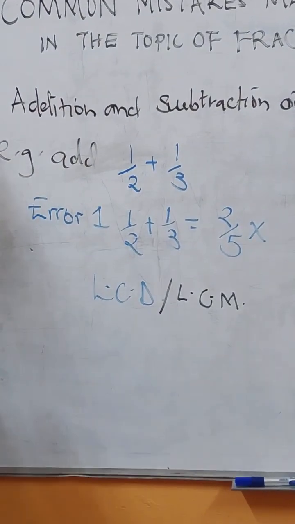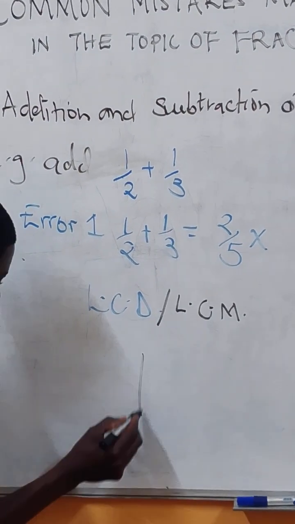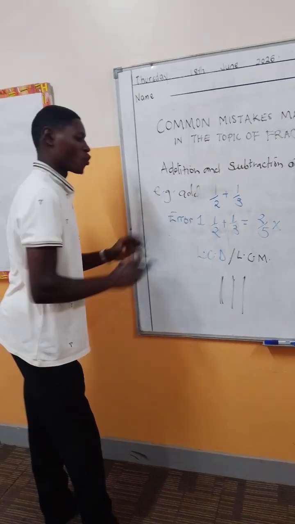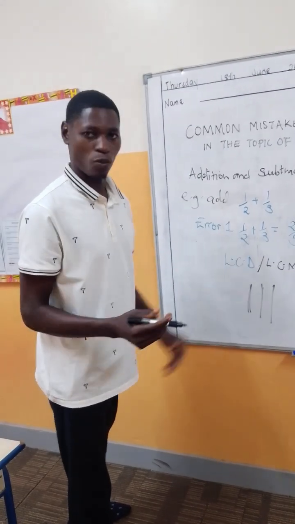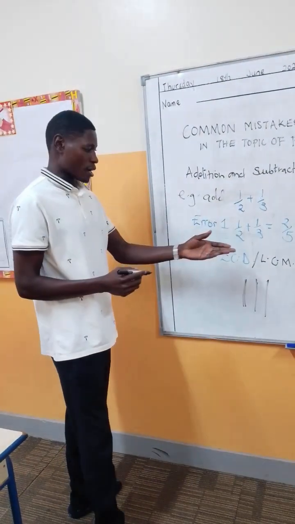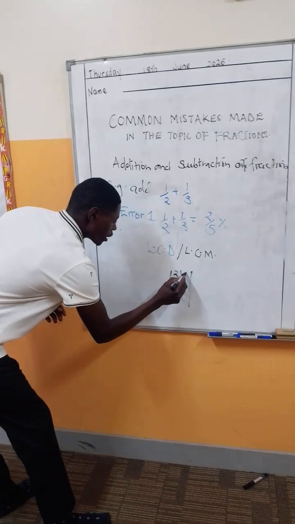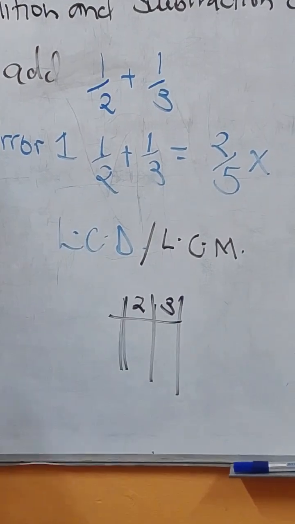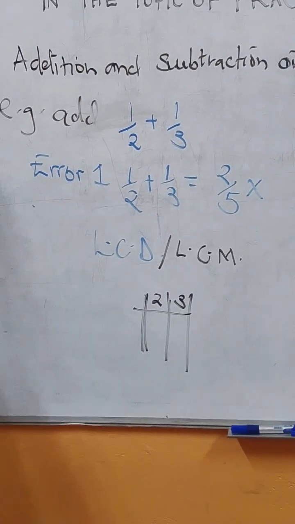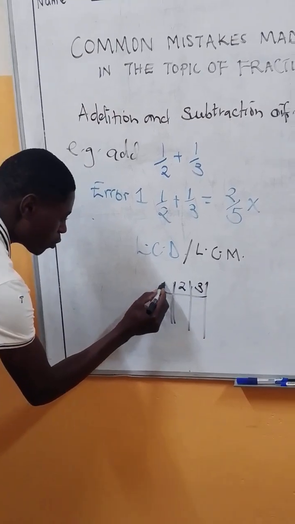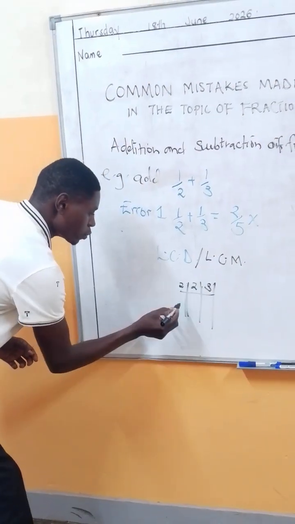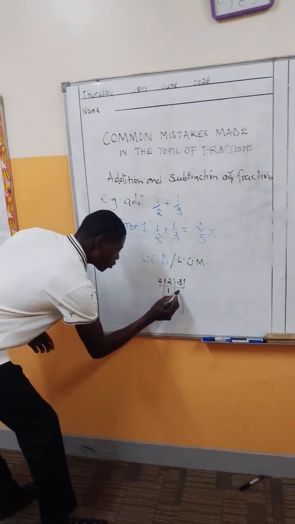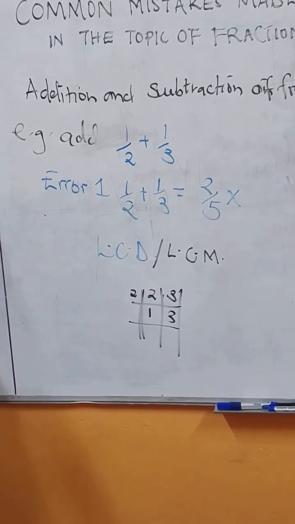We can use the easiest and simplest way of finding the LCD. You look at your denominators, we use a ladder method. So we draw columns depending on the denominators we have. For example, in this example, we have 2 and 3. Then you find the factors that can divide your denominators. For example, I can start with 2. When I divide 2 by 2, I get 1. But 3 cannot go into 2, so 3 we persistently take to the next level.